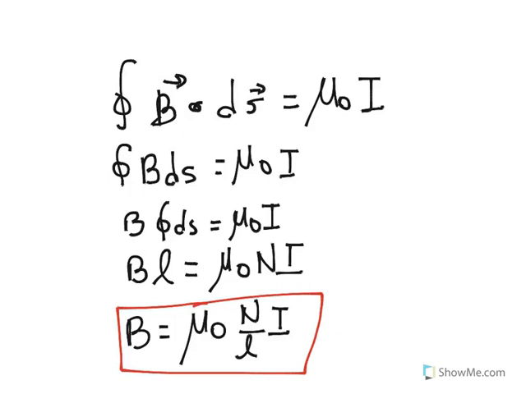We can state that n, which is the number of loops per unit length, right, is like that, and we can simplify this to say this is mu 0 n times I, and this is the magnetic field in the solenoid.